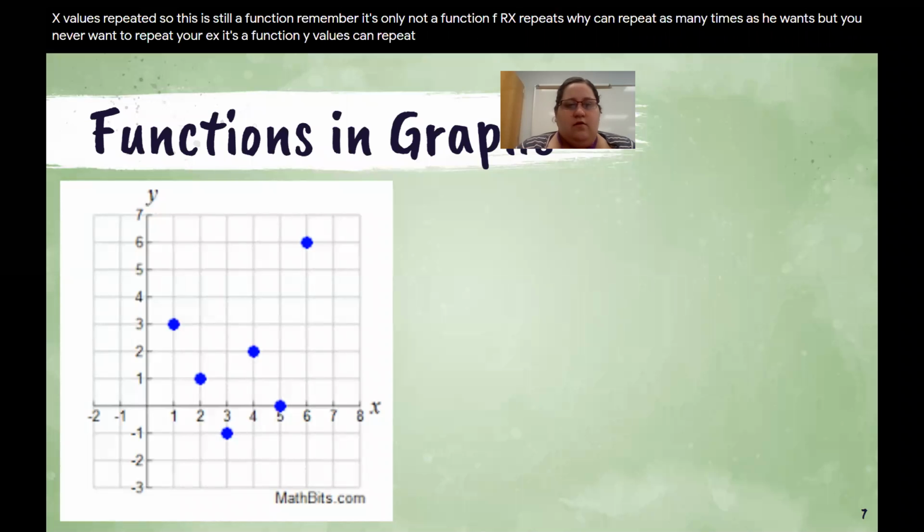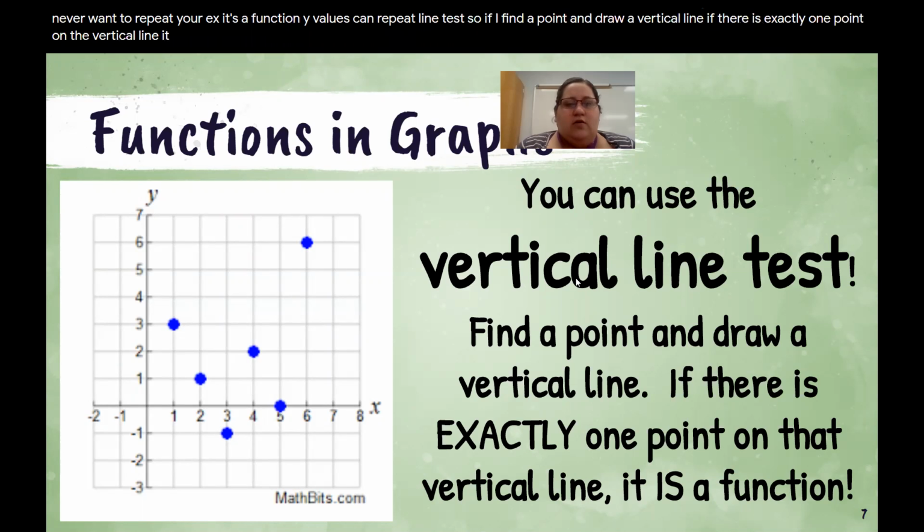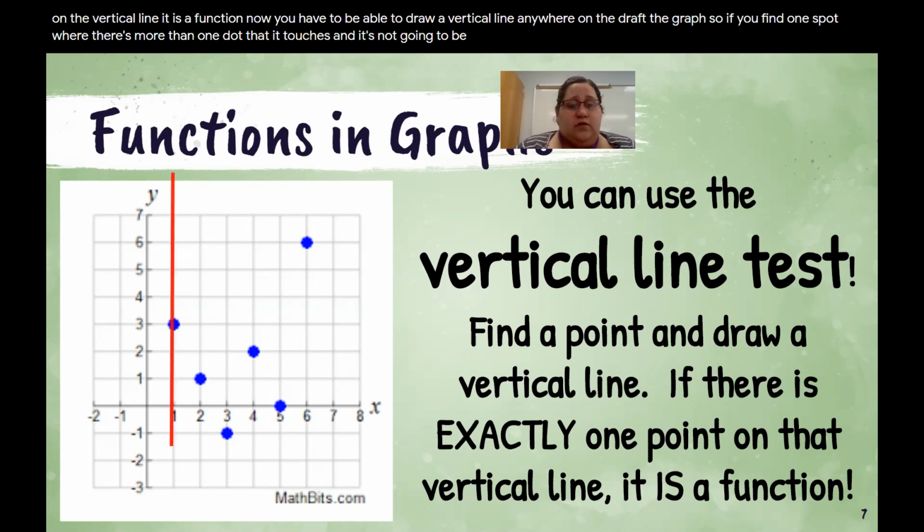Okay, so let's look at functions in a graph. So here's our graph. You can use the vertical line test to find a point and draw a vertical line. If there's exactly one point on the vertical line, it is a function. Now, you have to be able to draw a vertical line anywhere on the graph. So if you find one spot where there's more than one dot that it touches, it's not going to be a function.